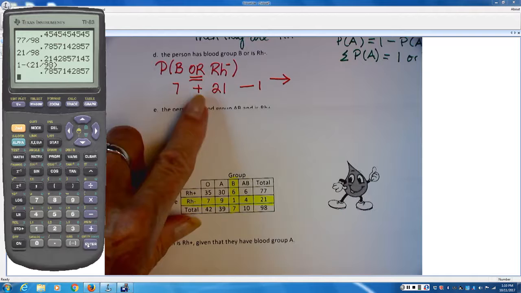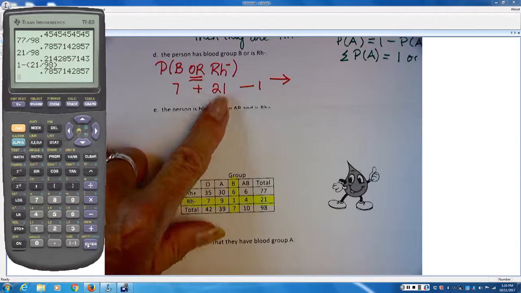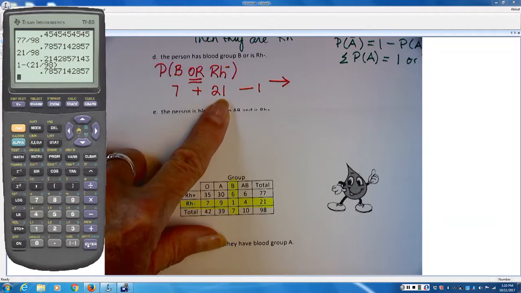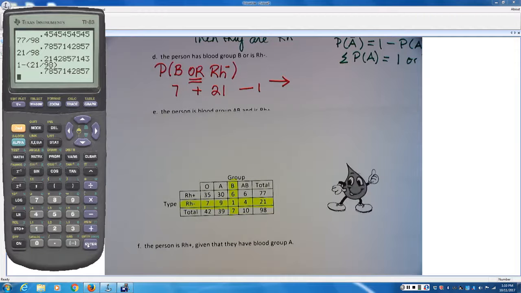Since you're saying you have to subtract that one person, if it ever comes like that on the test and it's a different number, let's say it was 4, do we subtract 4? You subtract the number that had both characteristics. It's not just always subtract one, but subtract the number that had both characteristics that you're looking at. Okay?